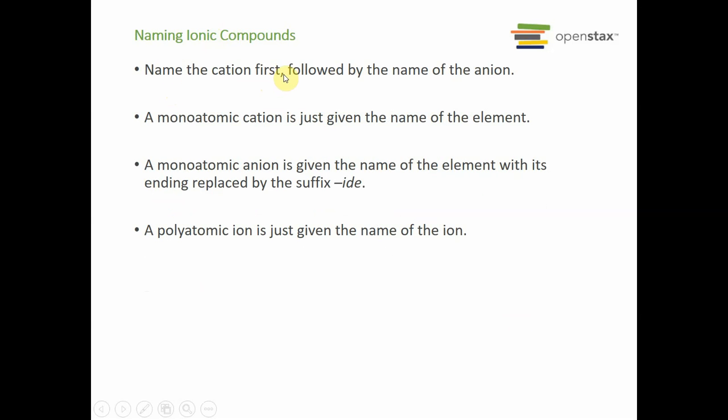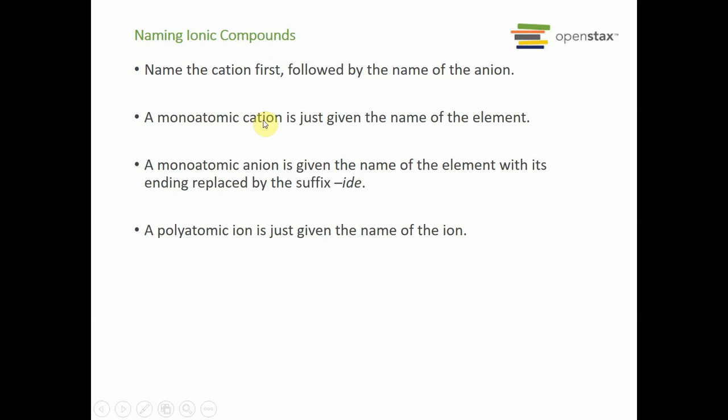Name the cation first, followed by the name of the anion. So in the case of sodium chloride, for example, sodium is the cation and chloride is the anion. So we don't say chloride sodium. We don't say bromo-lithium. We say lithium bromide.